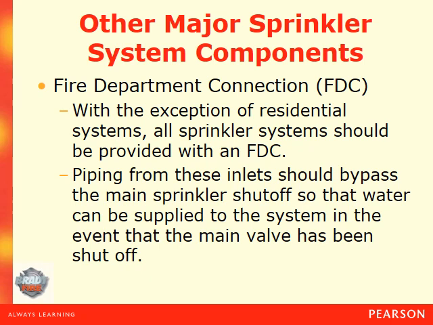An FDC. With the exception of residential systems, all sprinkler systems should be provided with an FDC. This is basically pre-piped plumbing that goes directly into the sprinkler system. It allows the fire department to supplement and aid in providing water and pressure to the system. Piping from these inlets should bypass the main sprinkler shutoff so that water can be supplied to the system in the event that the main valve has been shut off.